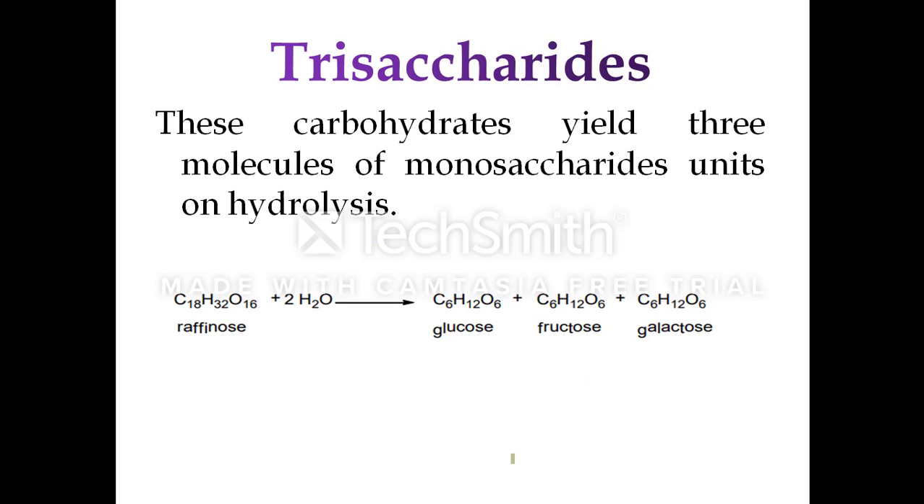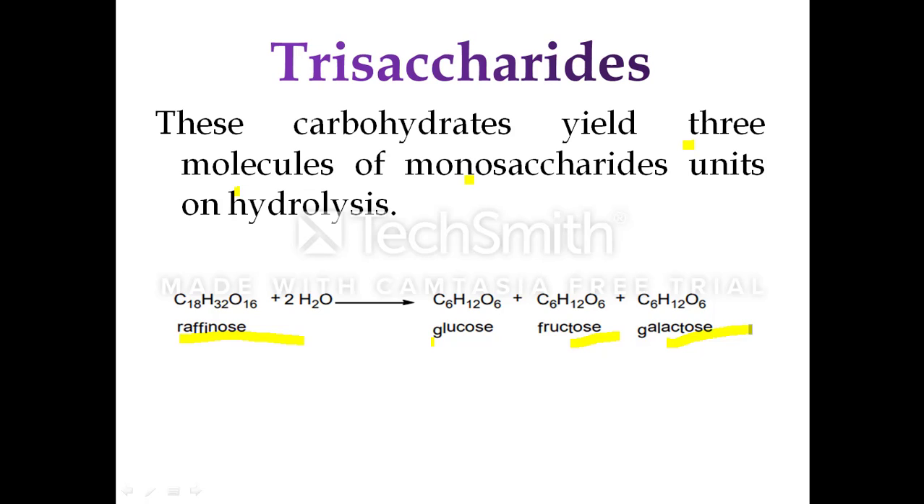The next classification of oligosaccharide is trisaccharides. On hydrolysis, they release three molecules of monosaccharide units. For example, raffinose on hydrolysis releases one molecule of glucose, one molecule of fructose and one molecule of galactose.